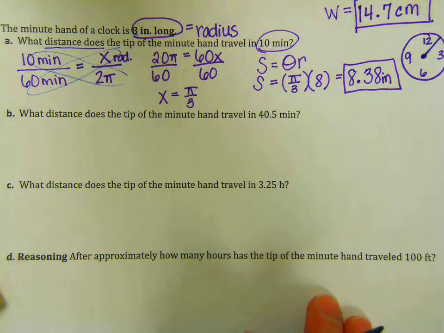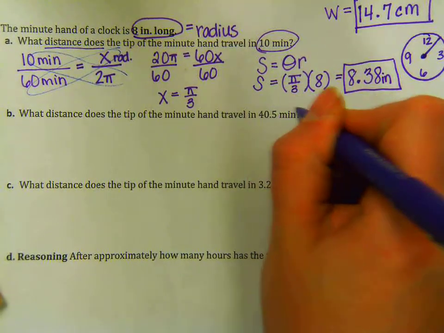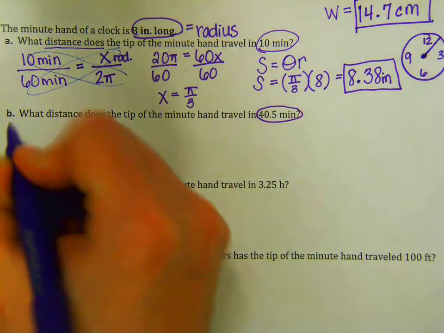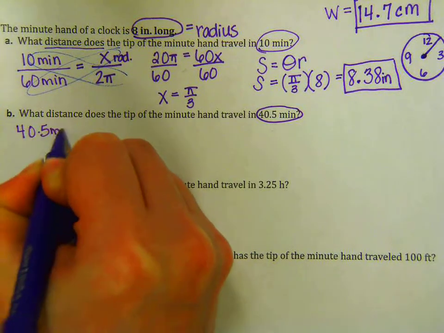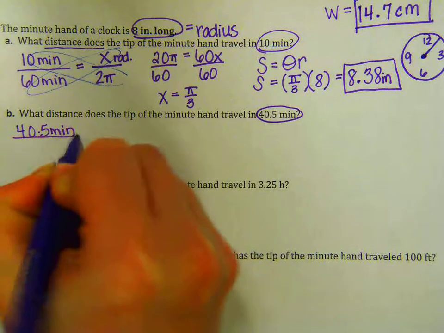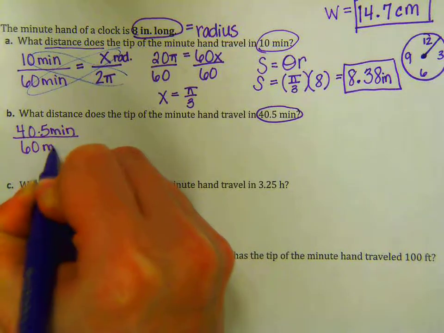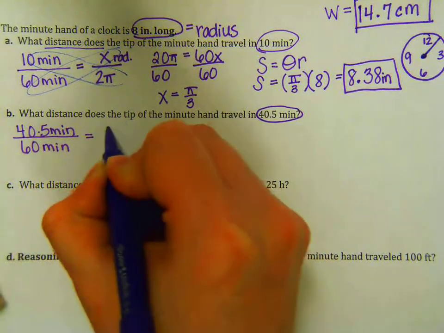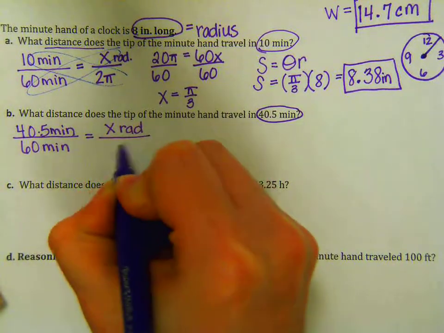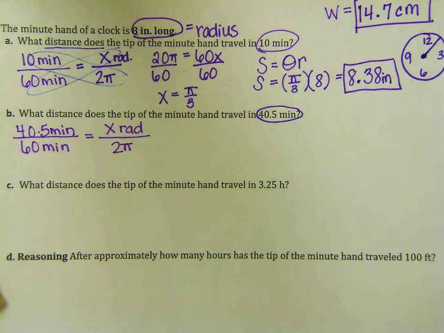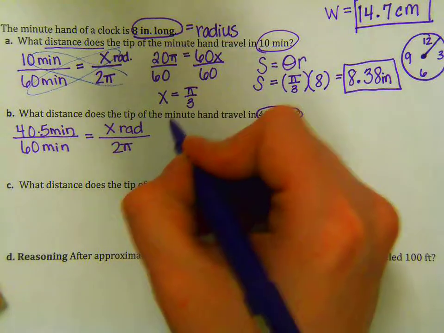Same concept, we just have a different amount of time. So we have 40.5 minutes. I'm going to start off by making my proportion. We have 40.5 minutes for 60 minutes equals, looking for my radians, over 2 pi. You could use 360, but then you'd have to convert it all anyway, so you might as well just use 2 pi.